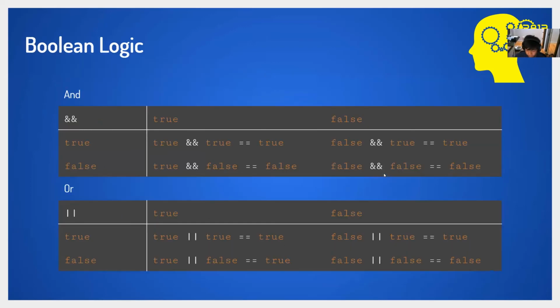Here's what I was talking about, Boolean logic. I know it's a bit of a handful, so you can look over this in your own time. Either way, the way I like to memorize it is: and is when both of them have to be true, and or means at least one of them has to be true.